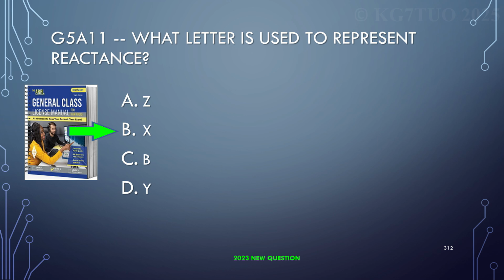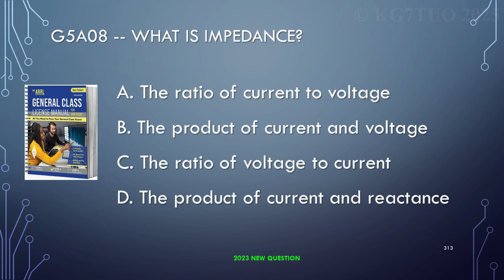because when you get an MFJ-269C or any of the analyzers, and you're turning a knob and looking for your SWR and where your antenna is, you can pull up Z. Okay, what is impedance?